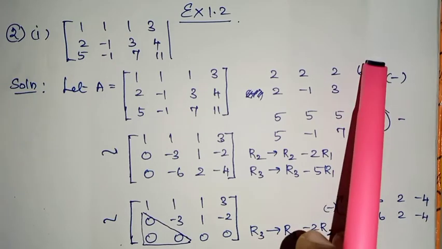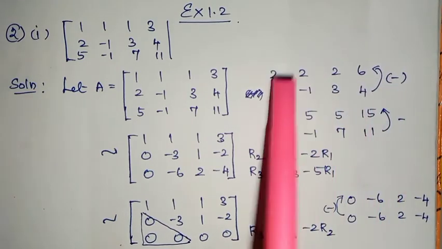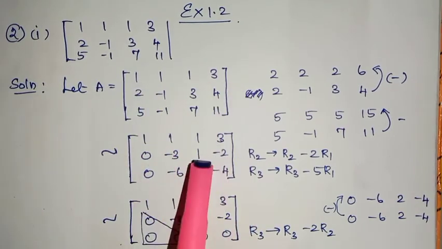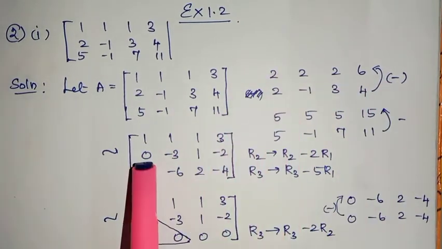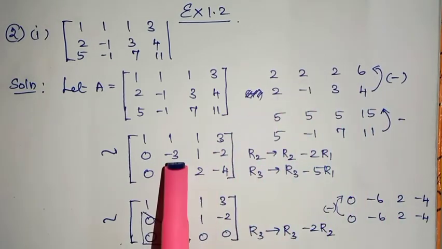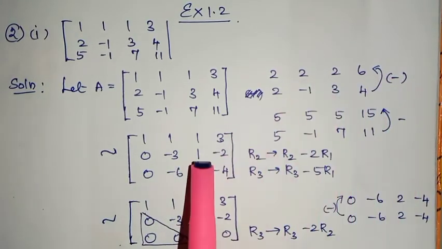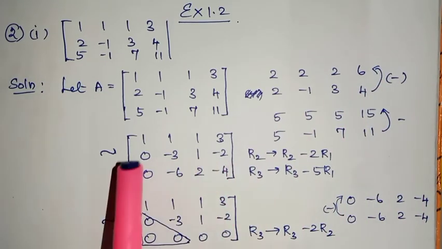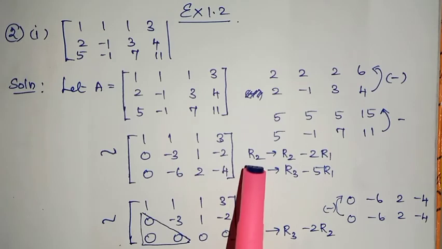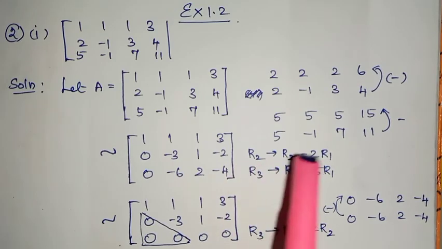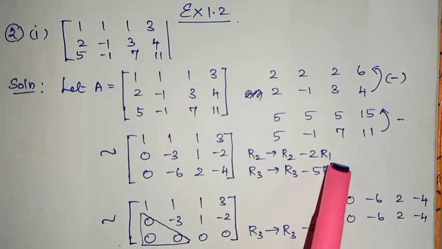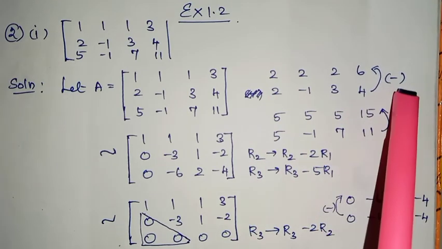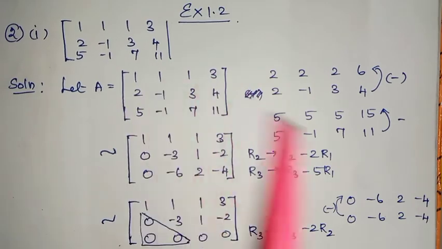Now we are going to subtract. 2 minus 2 is 0. Write the first row as it is; second row only we are changing. 2 minus 2 is 0. Minus 1 minus 2 is minus 3. 3 minus 2 is 1. 4 minus 6 is minus 2. So we change the second row. How did it change? Row 2 implies row 2 minus 2 times row 1. Can you understand? Row 2 minus 2 times row 1.